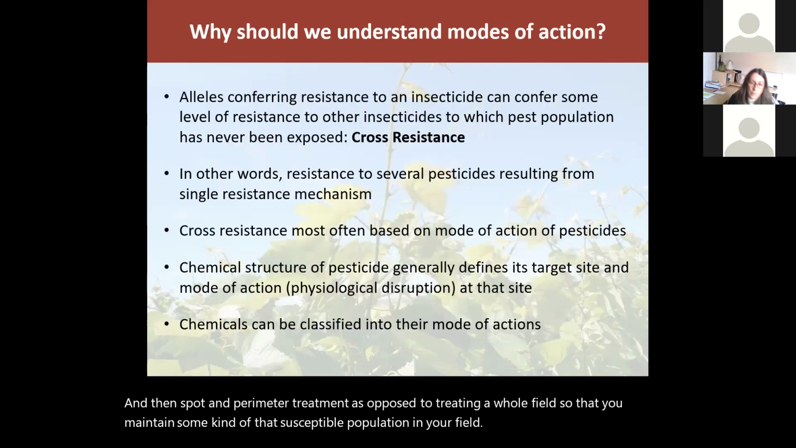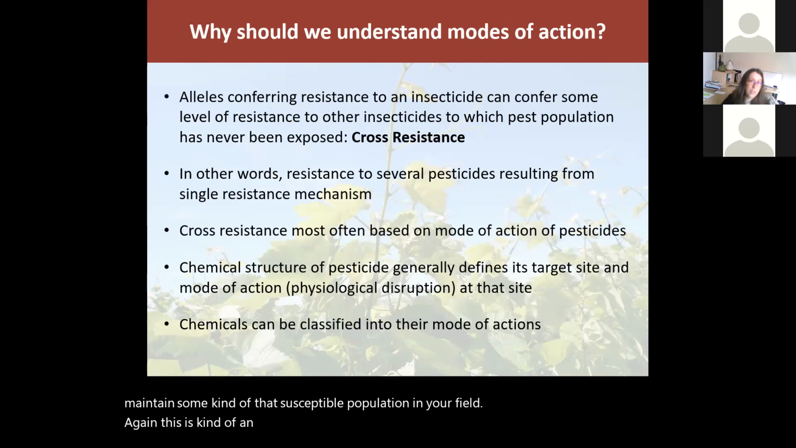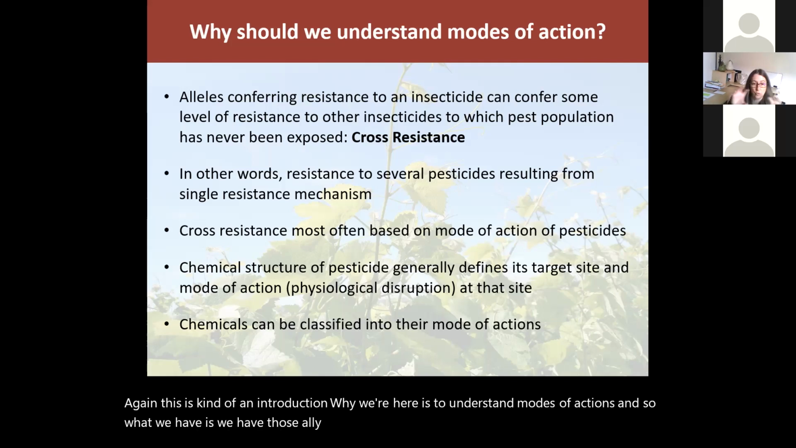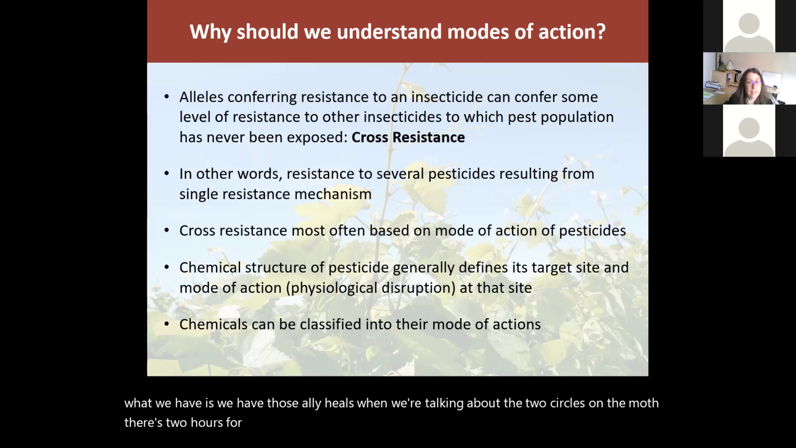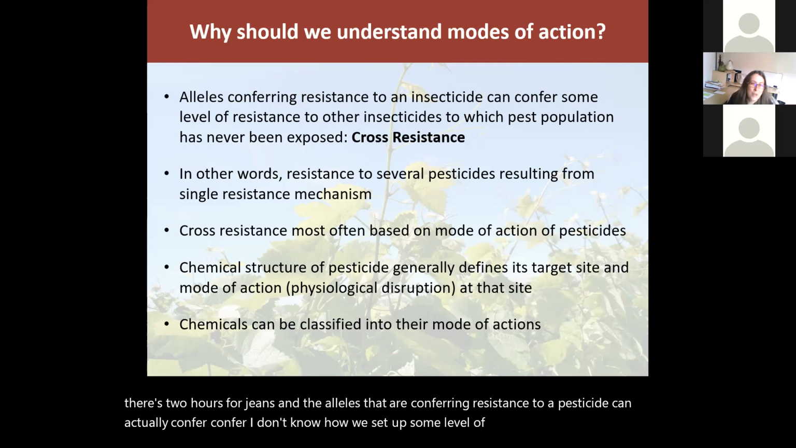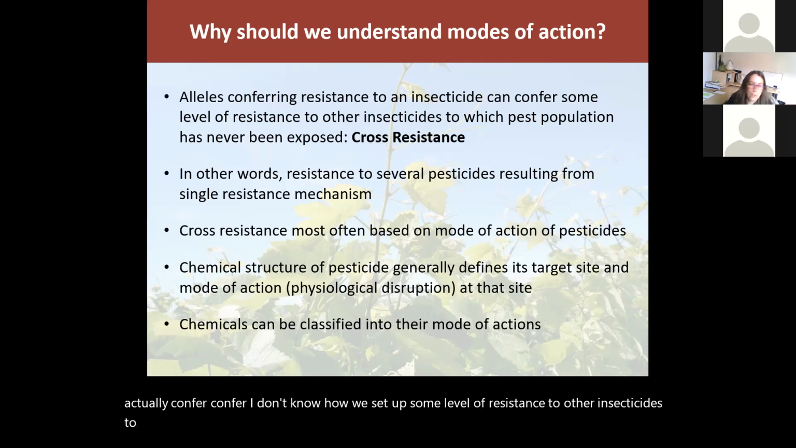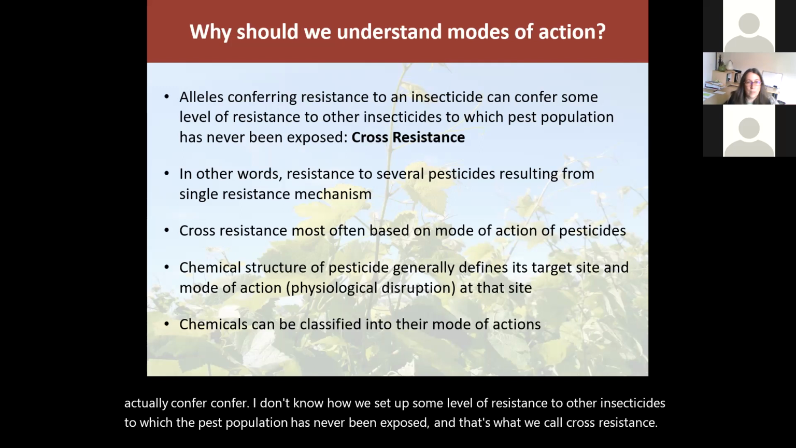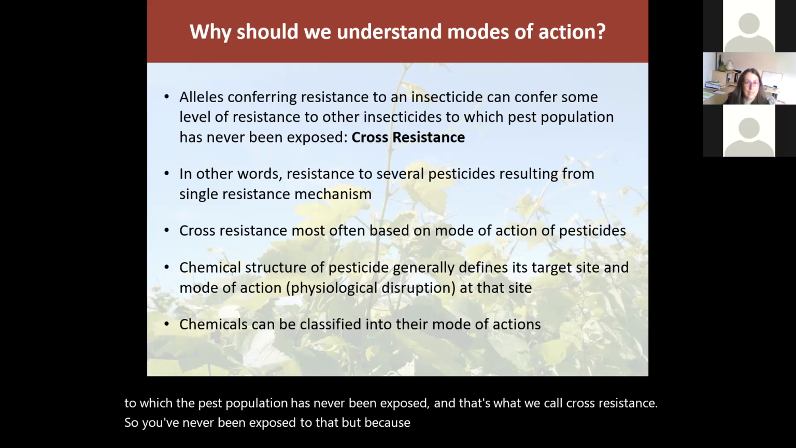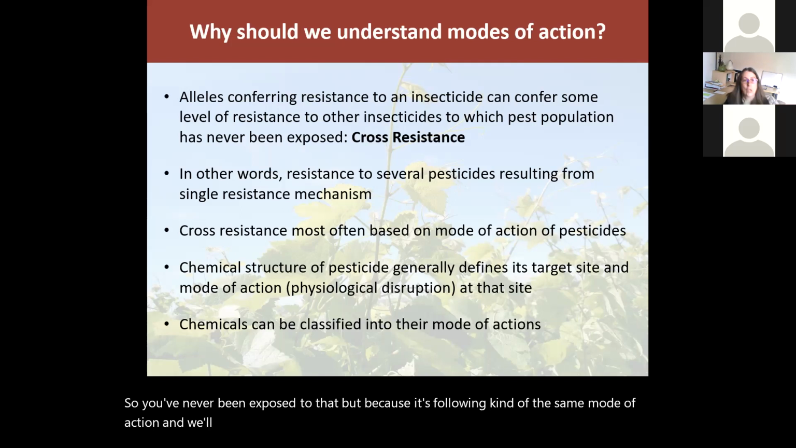So again, this is kind of an introduction. Why we're here is to understand modes of action. What we have are alleles; when we're talking about the two circles on a moth, there are two alleles for genes. The alleles that are conferring resistance to a pesticide can actually confer some level of resistance to other insecticides to which the pest population has never been exposed. And that's what we call cross resistance. You've never been exposed to that, but because it follows the same mode of action, and we'll talk about that, you get cross resistance to other products.